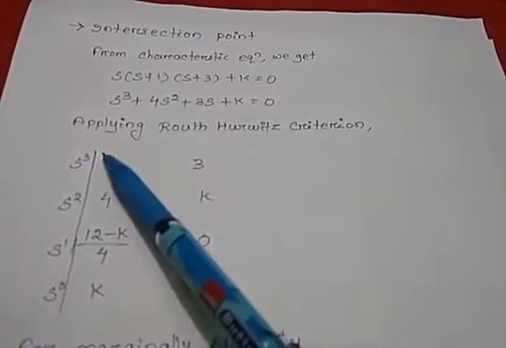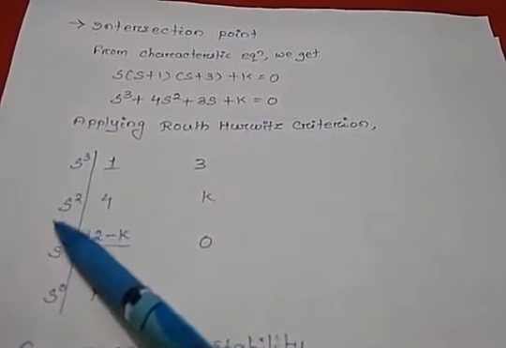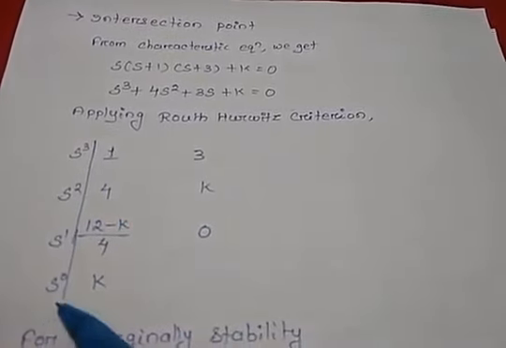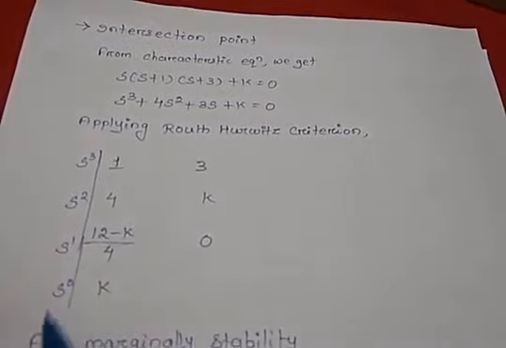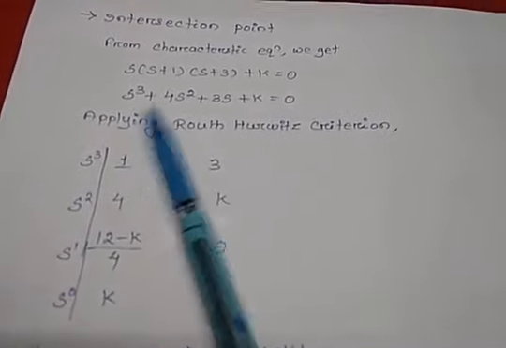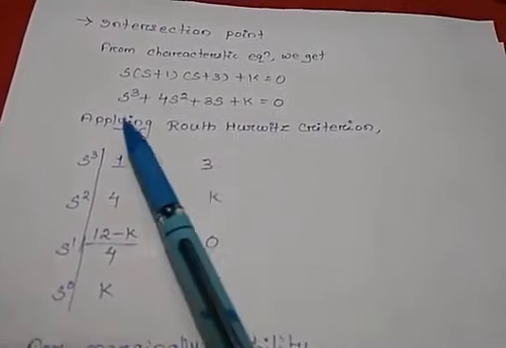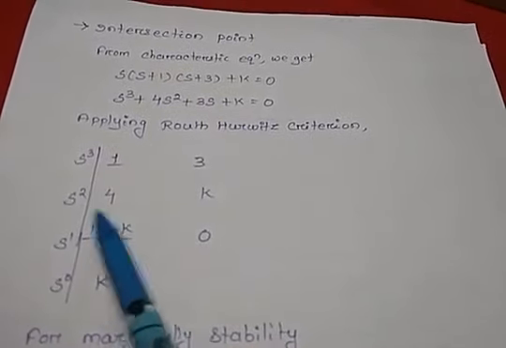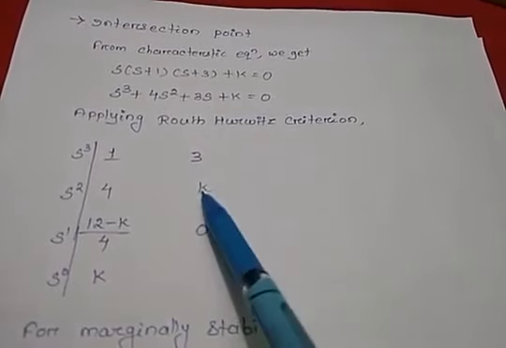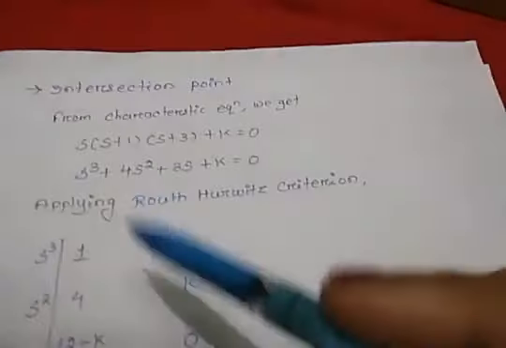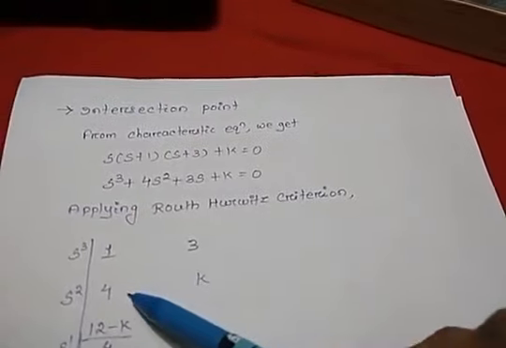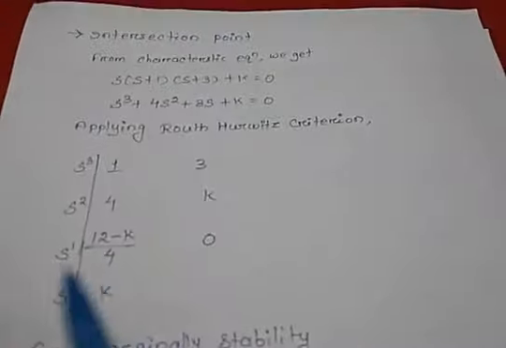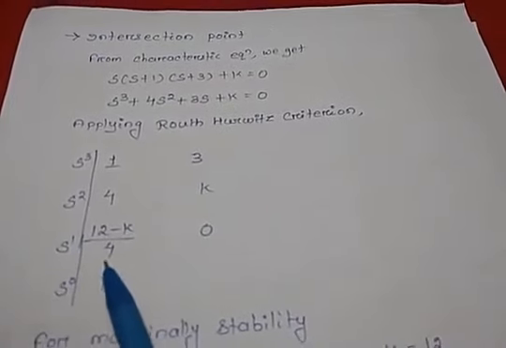We know the Routh-Hurwitz criterion. We have to put the S terms on the left hand side from highest power to lowest power: S3, S2, S1 and S0. The S3 coefficient is 1, and the next coefficient is 3. Similarly, the S2 coefficient is 4 and the S0 coefficient is K. According to the Routh-Hurwitz formula, we multiply 4 into 3 minus 1 into K, that is 12 minus K divided by 4.